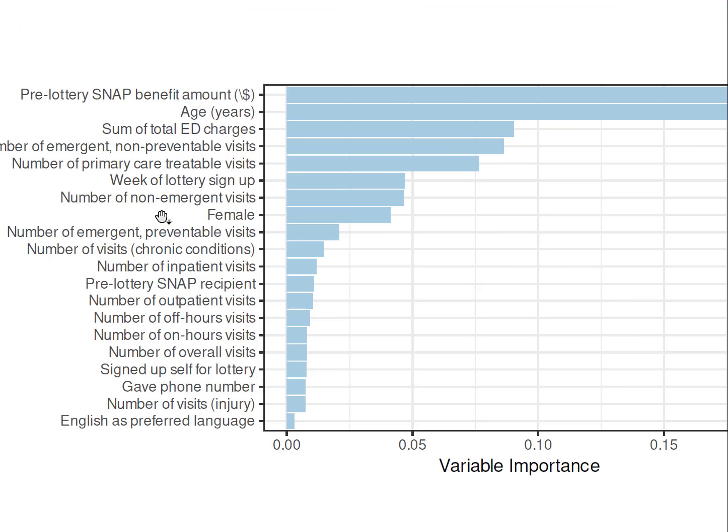In terms of the variables that matter here, a lot of these are pre-lottery SNAP use, which comes out a lot, in terms of the total amount of SNAP benefits you've received in the pre-lottery period. Age comes up, the sum of the actual total ED charges that we observe, and then some previous utilization measures here, right? So what this means is in the forest's attempt to partition the data into different places with different treatment effects, it more often finds that when you split on these variables, you get those effects being different in different groups. So you can interpret these variable importance measures as suggestive of which variables are driving the heterogeneity.